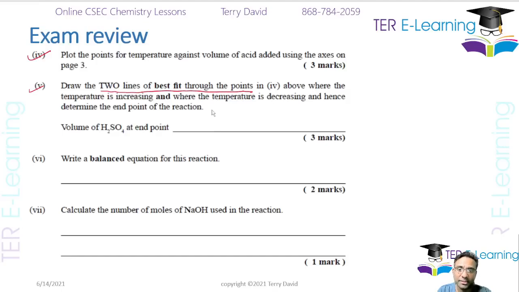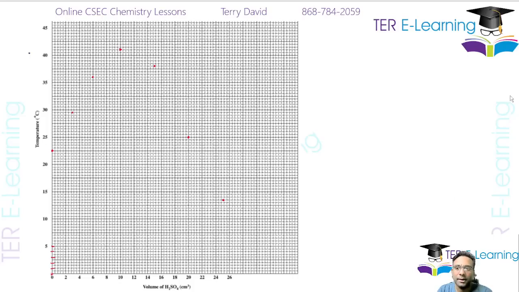2 lines of best fit, where the temperature is increasing and where the temperature is decreasing, and hence determine the endpoint. So here's what we have to do. So let me get some lines here, a little line that's a little thicker. Right, so I have 2 lines here.